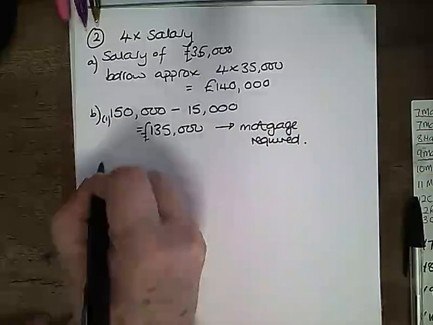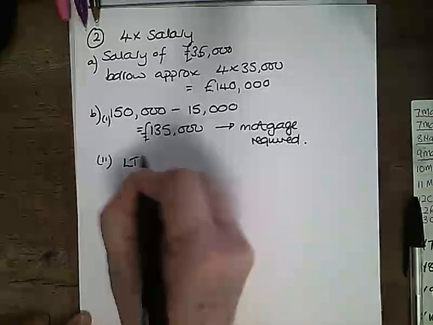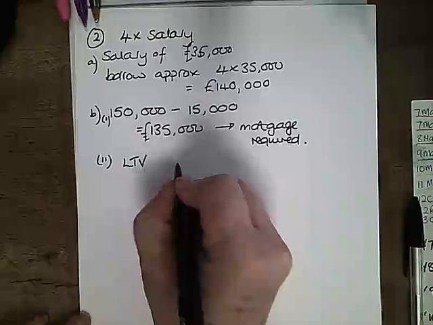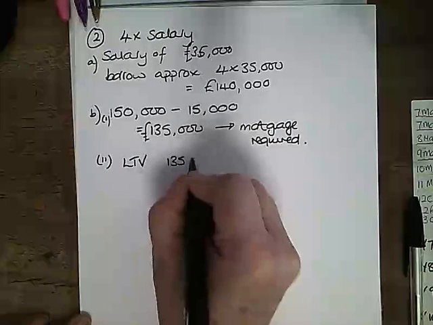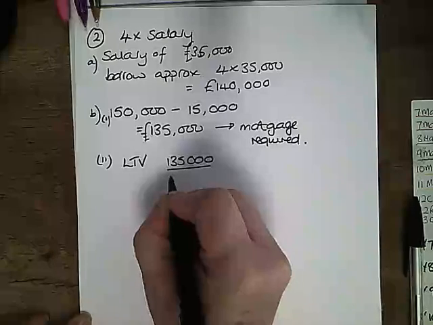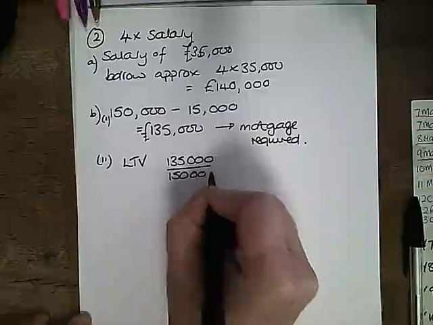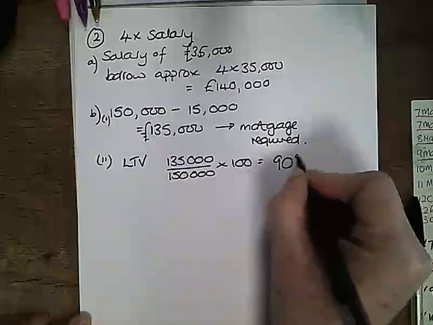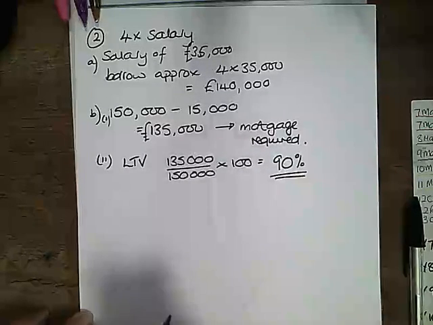And part 2, that means the loan to value, so how much the mortgage is over the value of the house, times it by 100 to make it a percentage. 135,000 divided by 150,000 times by 100 means that it's a 90% loan to value.